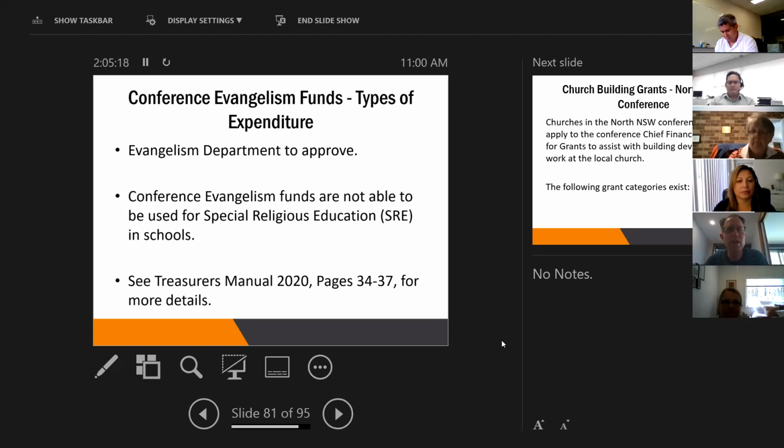The way that works is there's details in the Church Treasurer's Manual, starting on page 34 and onwards, which I won't bore you to tears with all the detail right now. However, there's processes outlined there where you can just apply to the evangelism department of the conference, who then give consideration to you and get back to you with how much they may or may not approve for your individual projects. So yeah, that's a very important piece and something that every church faces from time to time.